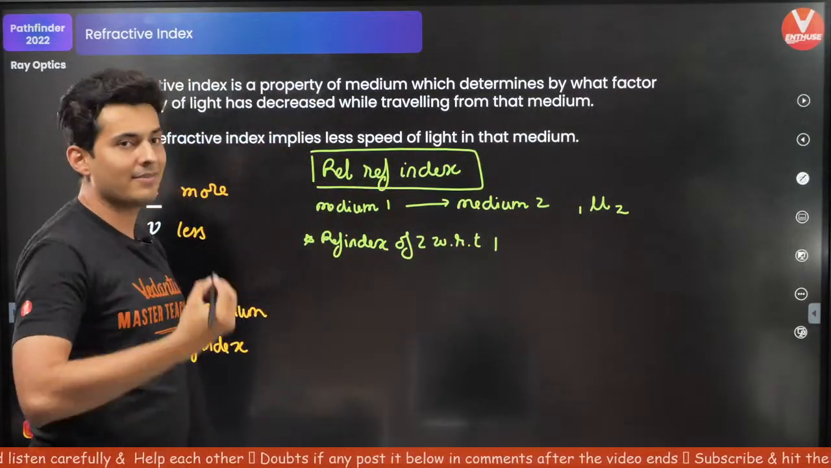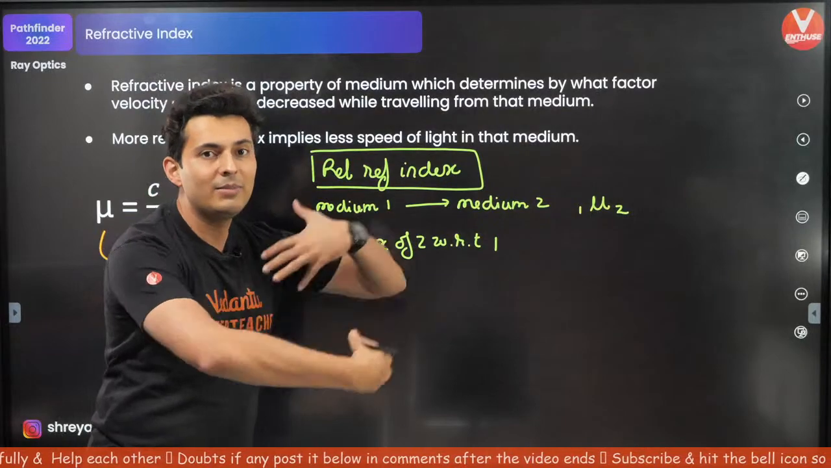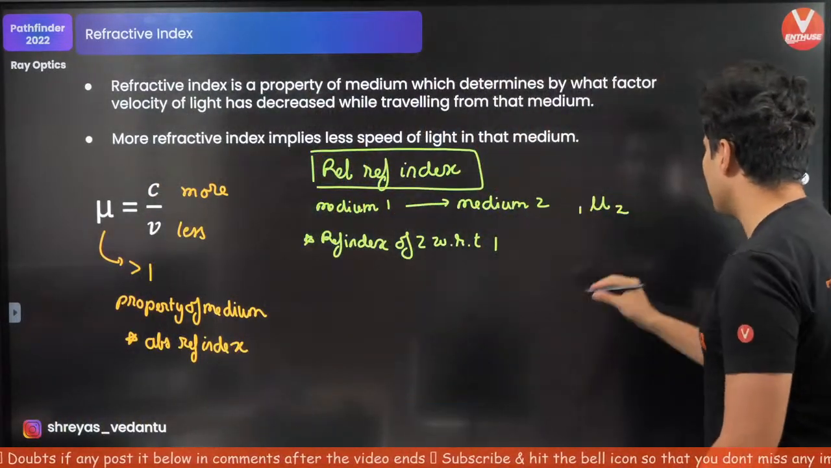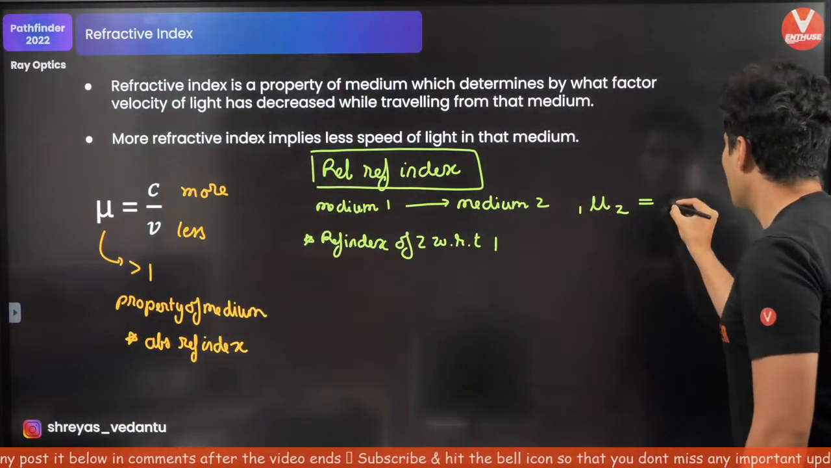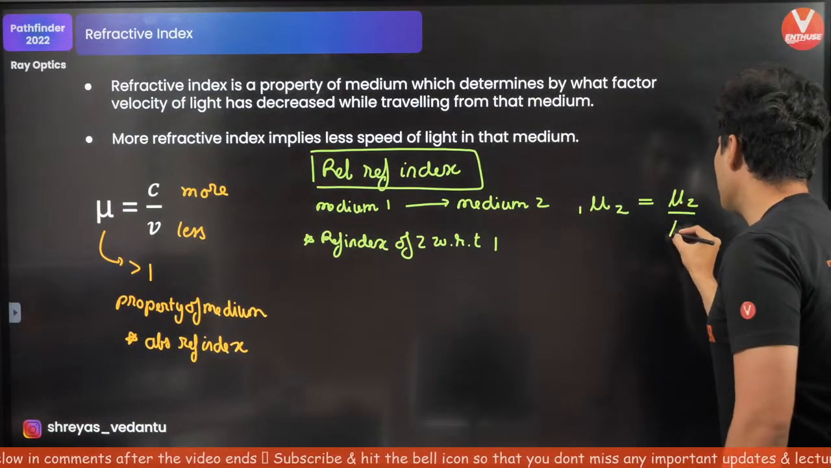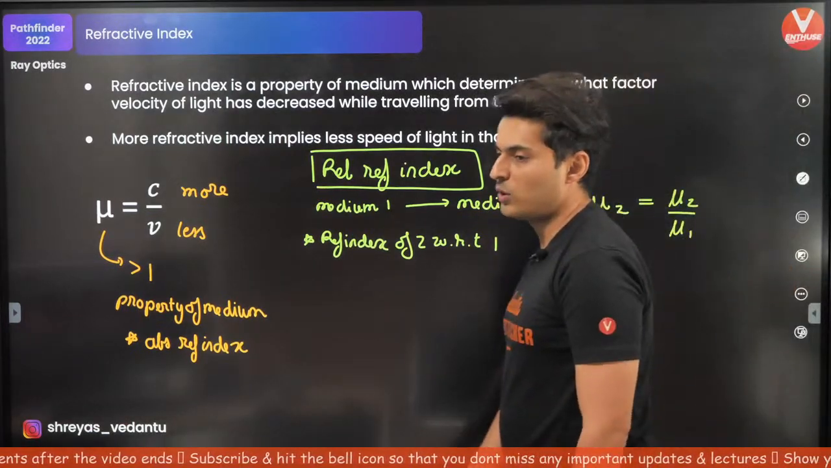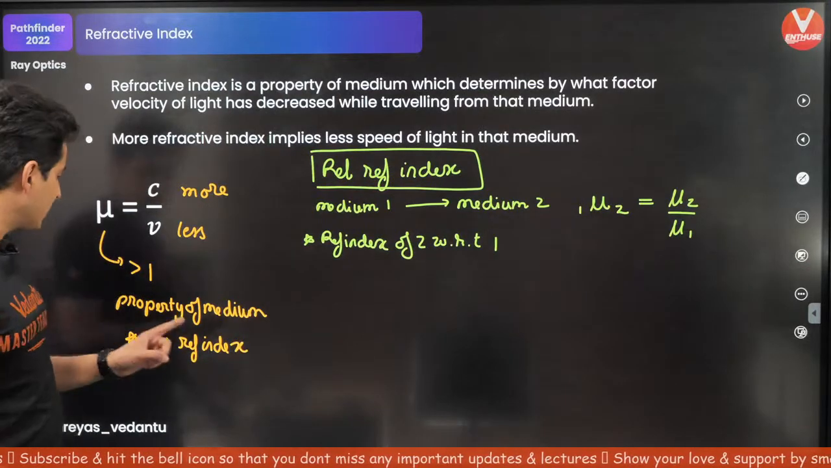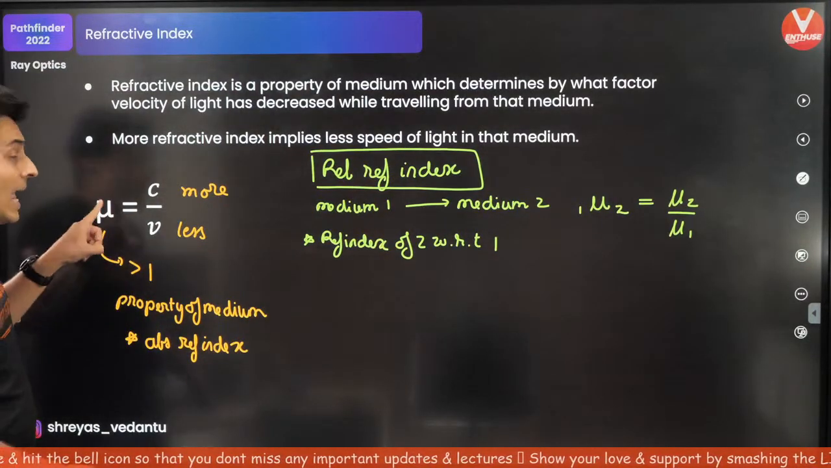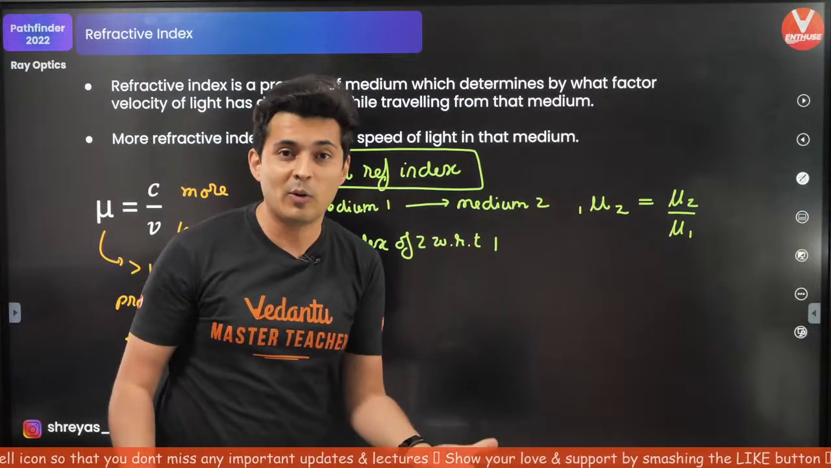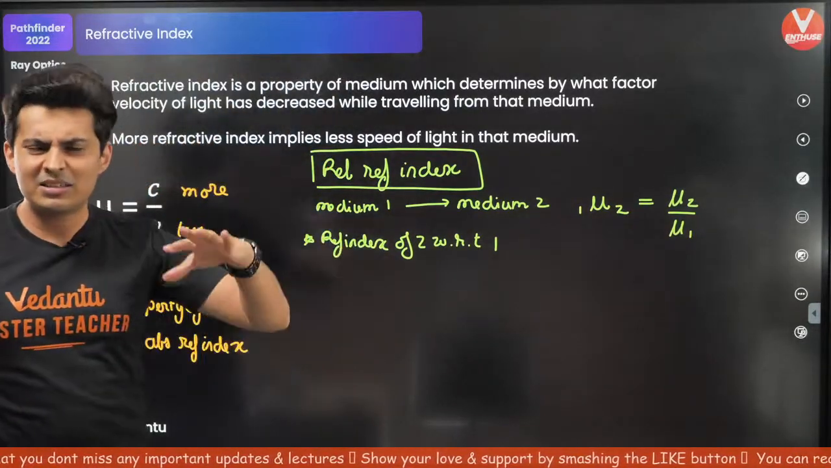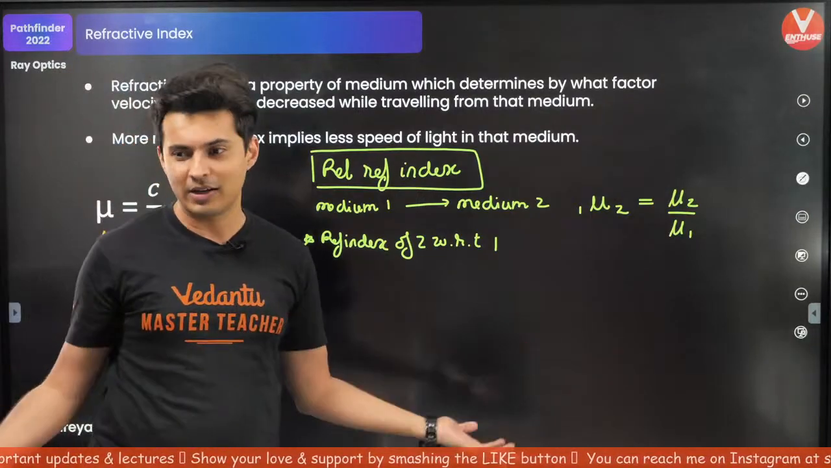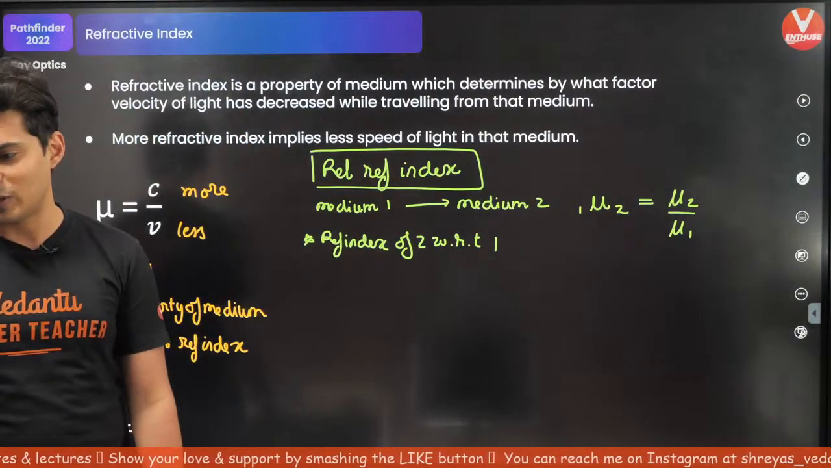So this is relative refractive index when light is going from one medium to the other medium, and it turns out to be nothing but mu 2 by mu 1. As simple as that. Yes, absolute refractive index will always be more than 1. Relative can be less or more than 1. Why do we say it like that? I don't know. It's just historical.